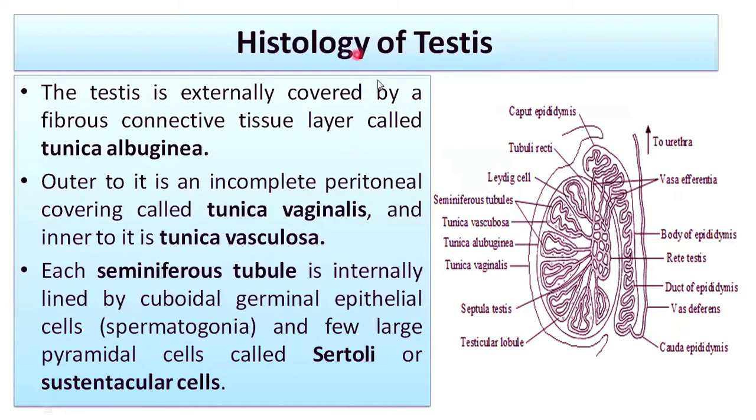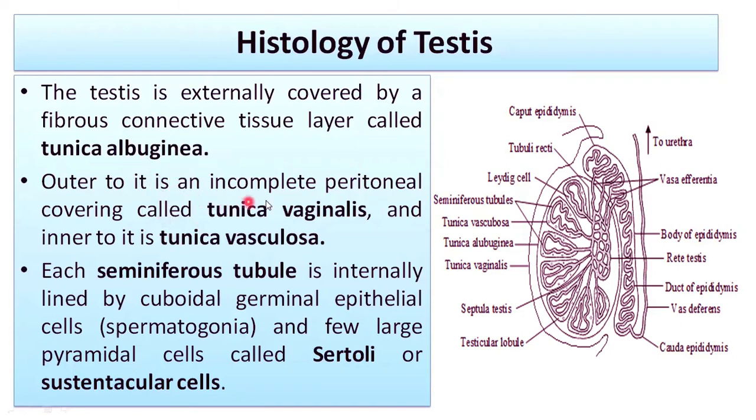Now see, histology of the testes. This is the internal diagram of the testes. Now what is going on? See, the testis is externally covered by a fibrous connective tissue layer called tunica albuginea. It means the testes have three layers: tunica albuginea, tunica vaginalis, and tunica vasculosa. The external layer is known as tunica albuginea, fibrous connective tissue.